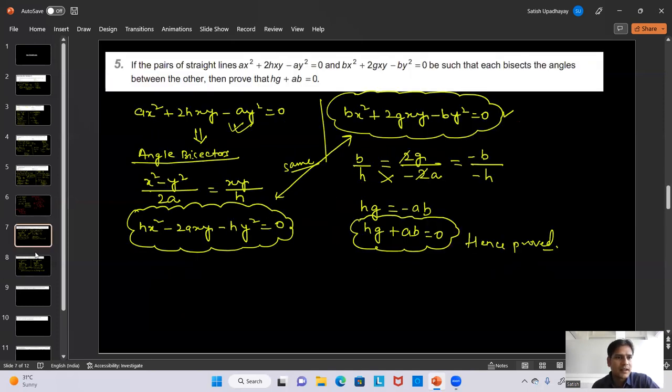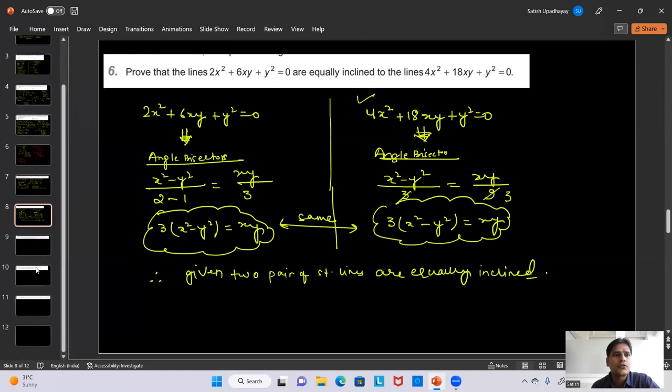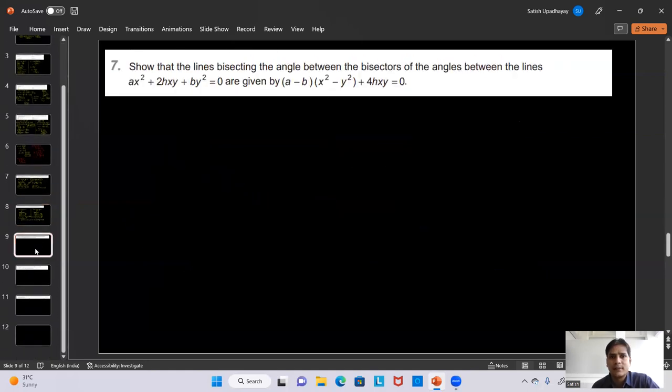Now moving ahead, we will take question number 7. Okay. So question number 7 is saying, so that the lines bisecting the angle between the bisectors of the angles between the lines, these are given by, okay. First, let me read the question first. So that the lines bisecting the angle between the bisectors of the angles between the lines.